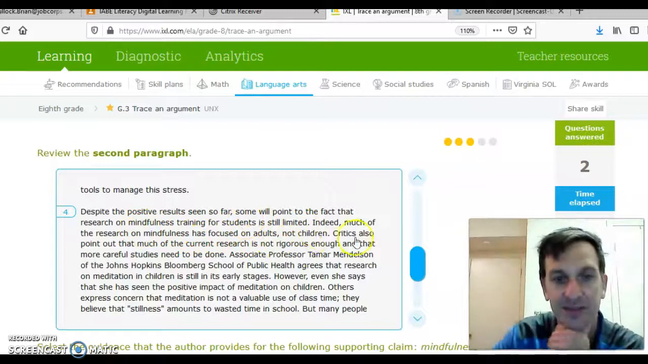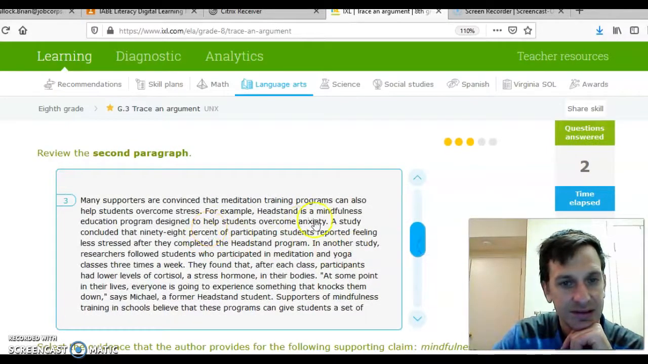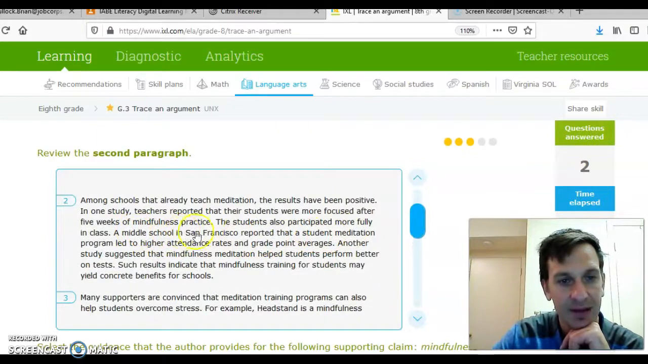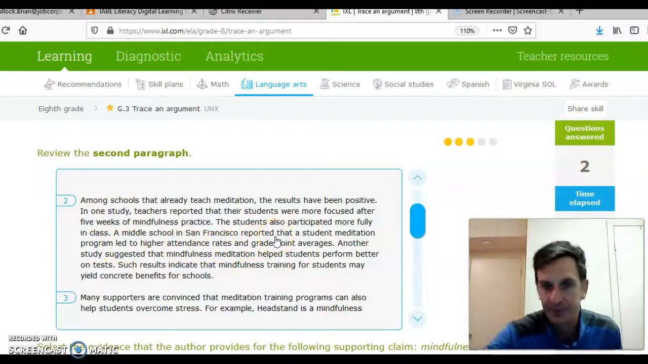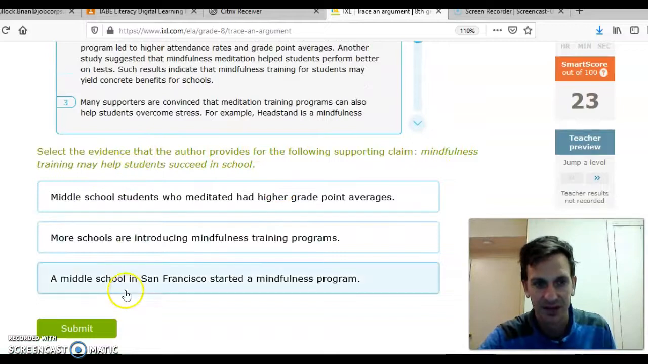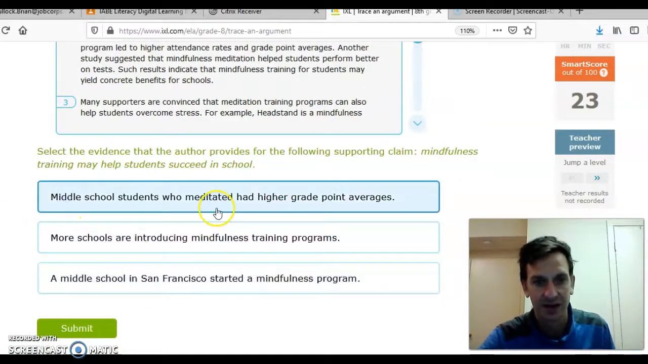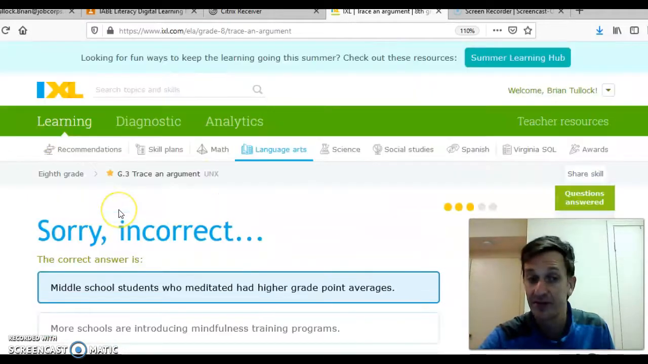Much of the research critics point out, so Head Start is a mindfulness education program, so more schools right there. A middle school in San Francisco reported a student meditation program led to higher attendance rates and grade point averages. So I was wrong. It did start meditating, so it did say something about a middle school in San Francisco.